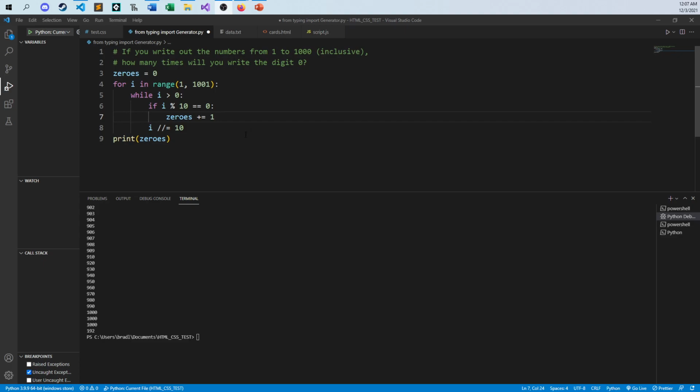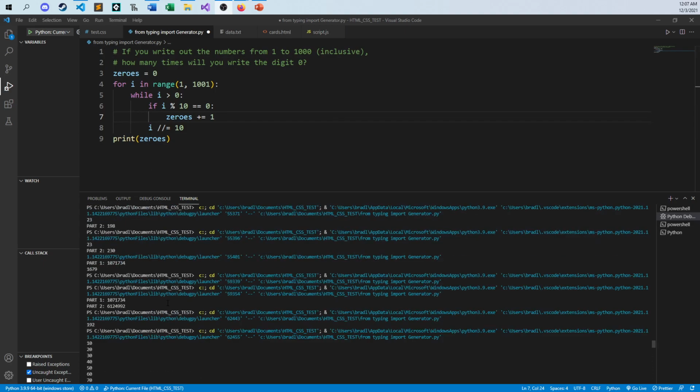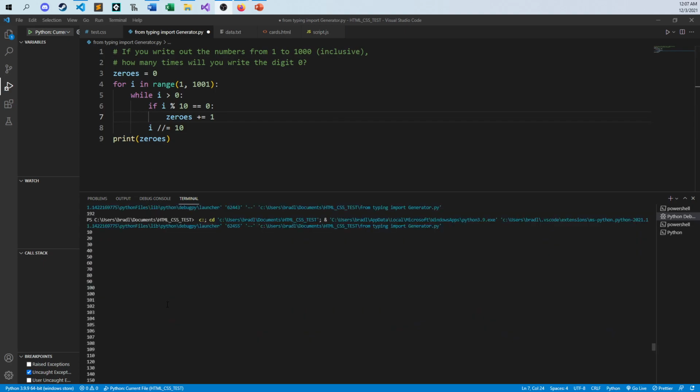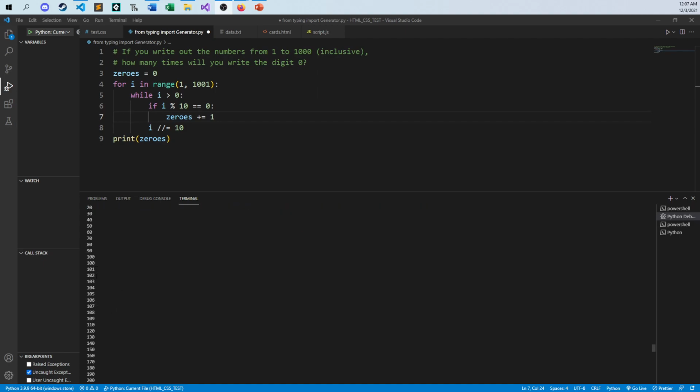So the question is, if you write out the numbers from 1 to 1,000, inclusive on both, so 1,000 counts as well, how many times will you write the digit 0? You can kind of see this. I was printing this out previously: the number 10, 20, all the way up to 90, and then 100 twice because there are two zeros. 101, up to 110, 120, 130, 140, and then 200 gets 2, and so forth. And right there at the end, 990, and then 1,000 comes up 3 times. You get the answer of 192.